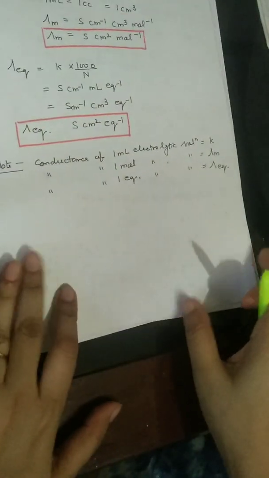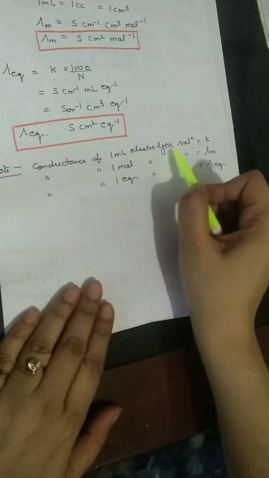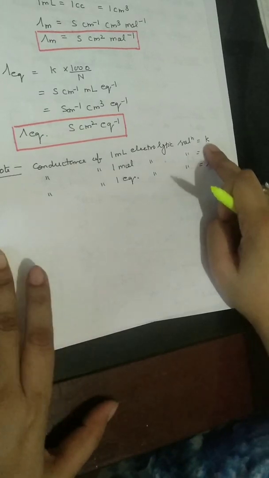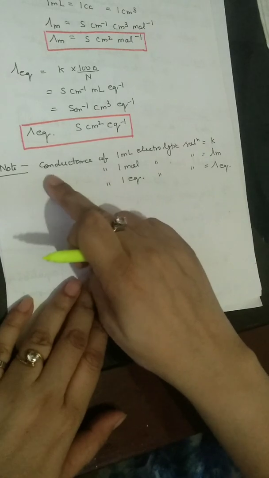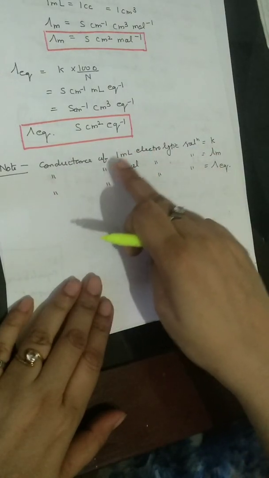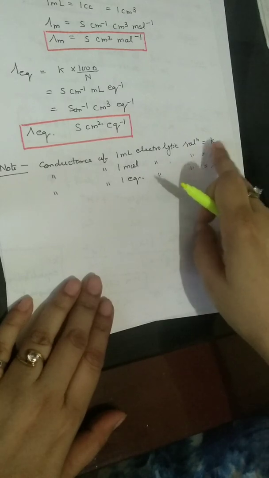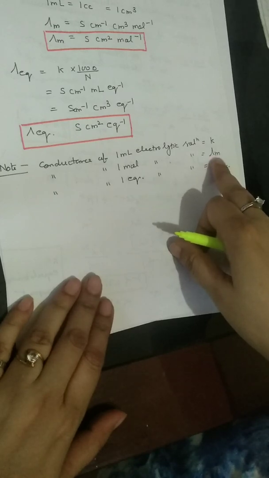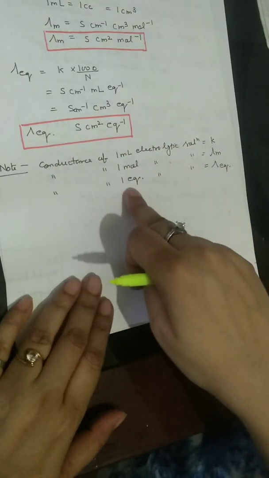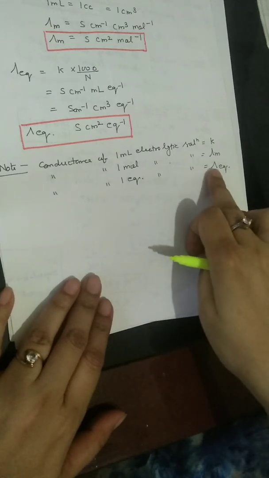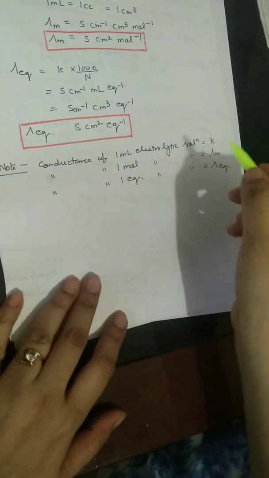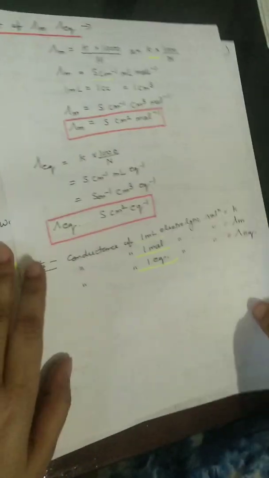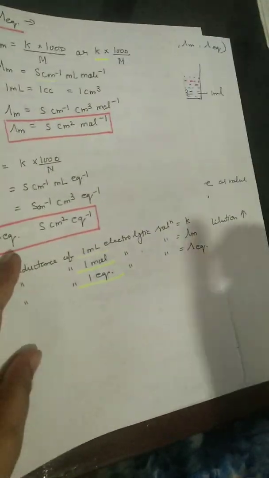Now, conductance of 1 ml of electrolytic solution is known as conductivity of the electrolytic solution, that is kappa. Conductance of 1 mole of electrolytic solution is known as molar conductance, and conductance of 1 equivalent of electrolytic solution is known as equivalent conductance. So there is a very small difference between these three. You can go through the video again and understand the things.